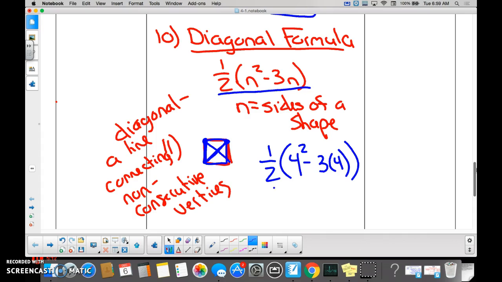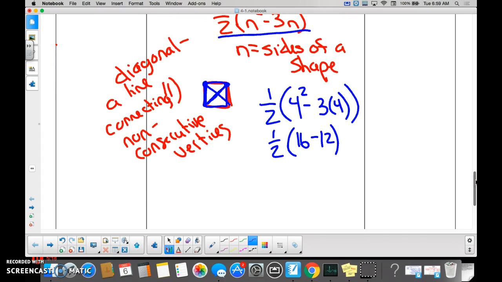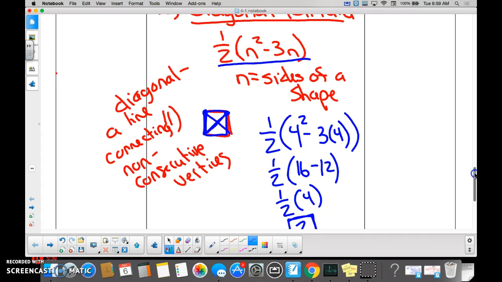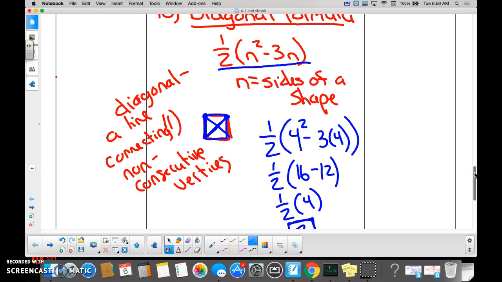So we've got 1/2 times 16 minus 12. Kind of going through order of operations, but not really. 1/2 times 4. 1/2 times 4 is 2. So our answer is 2 diagonals. Obviously, you could draw that out pretty easily, but when you get into larger shapes like dodecahedrons or multiple-sided shapes, you are going to want to use the diagonal formula because then you just plug in the number of sides and you will easily be able to find the number of diagonals.